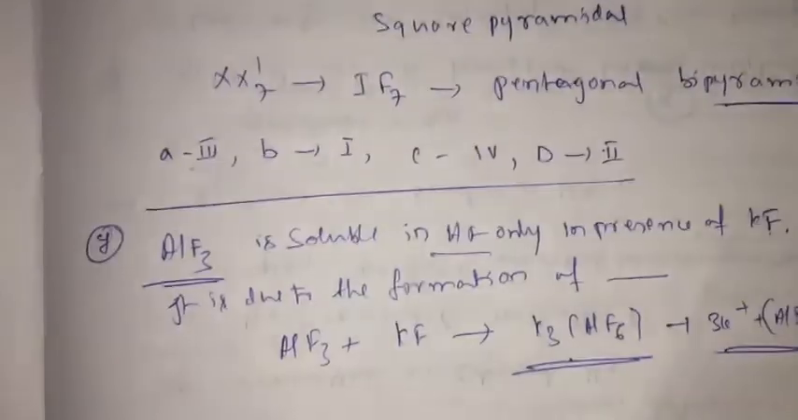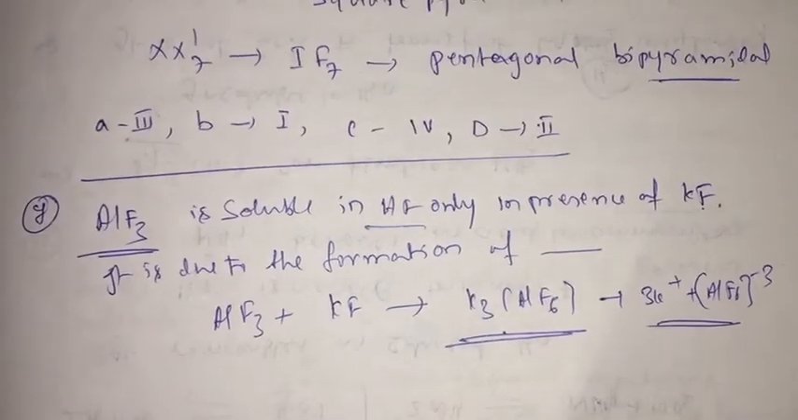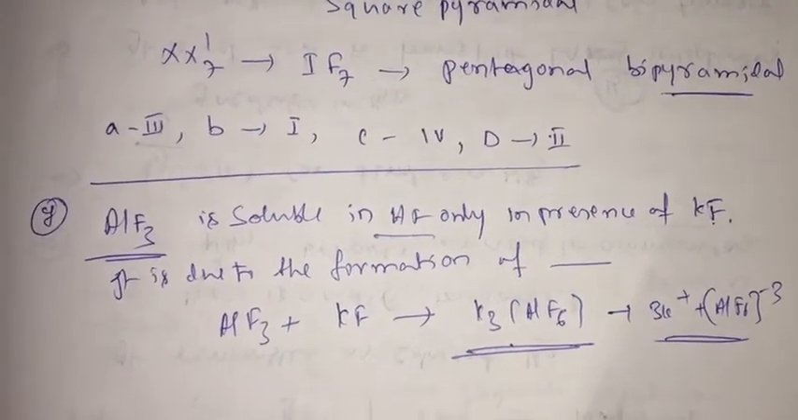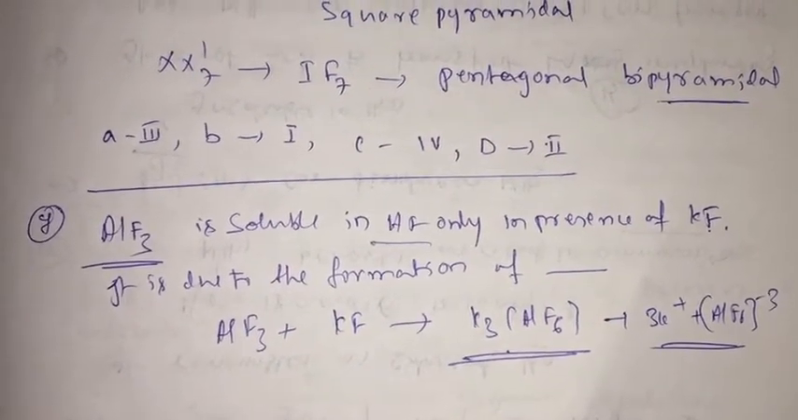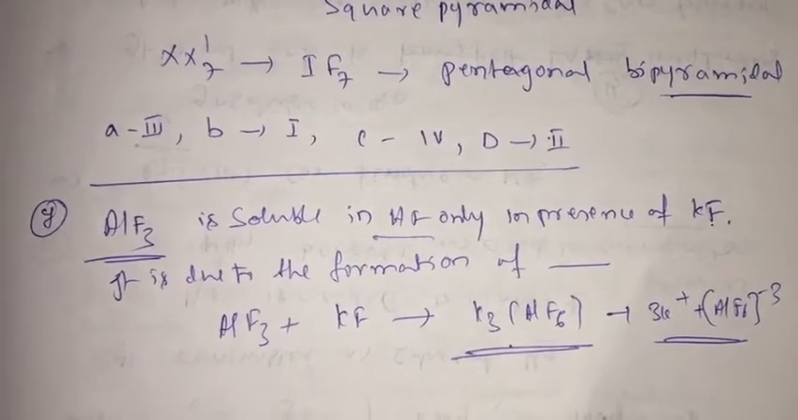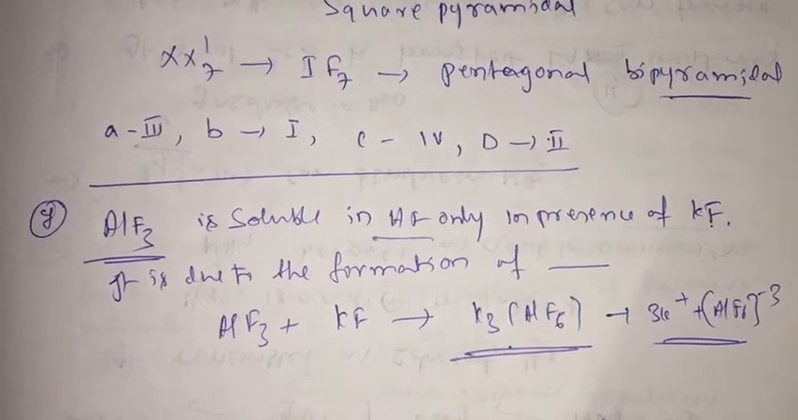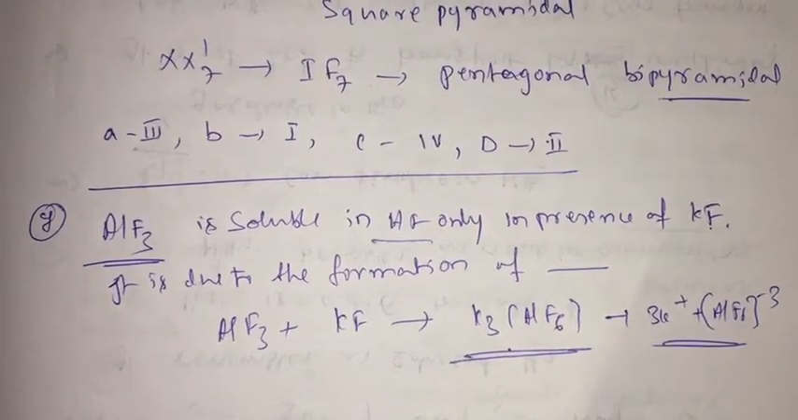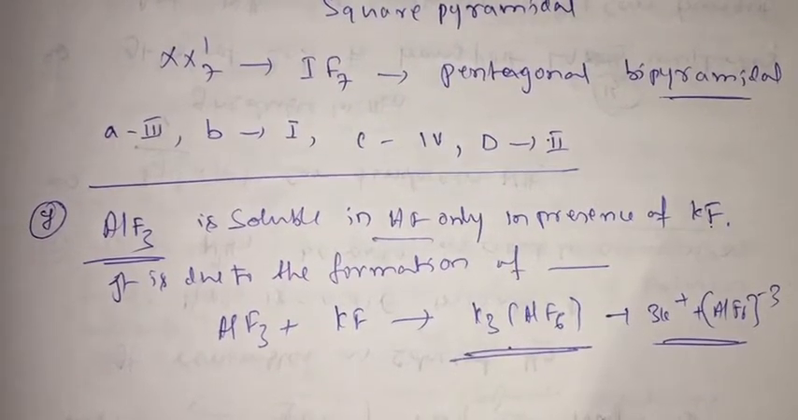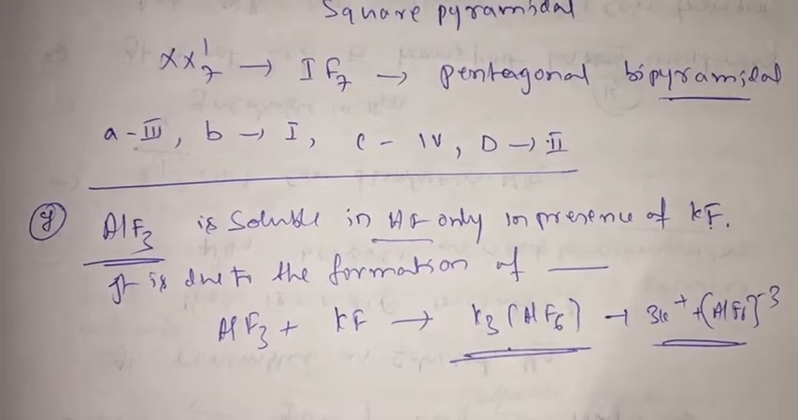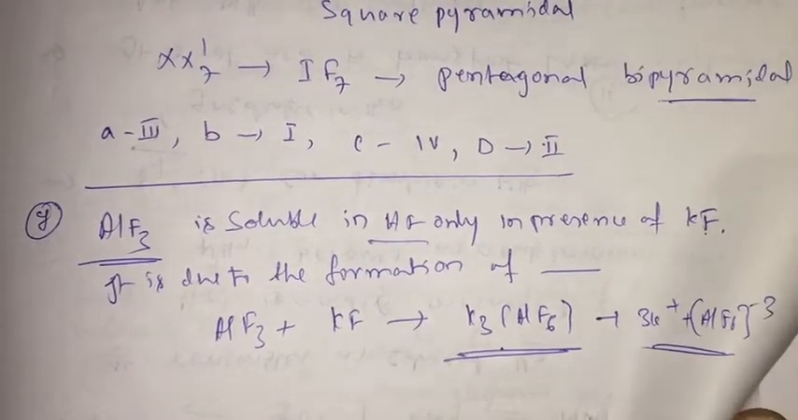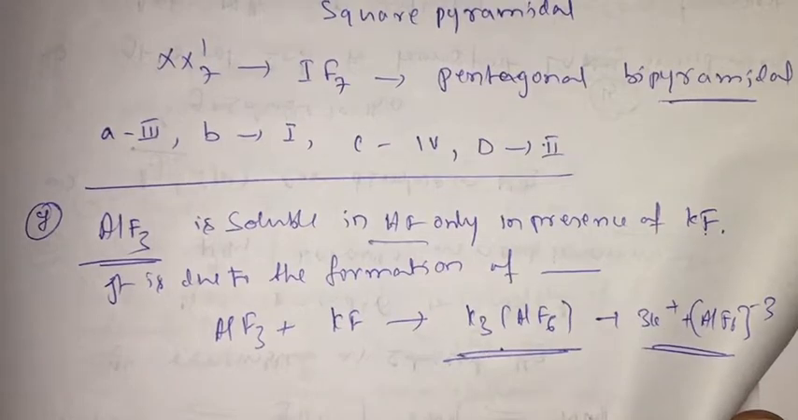What here? AlF3. Okay, AlF3 is soluble in HF only in presence of KF. It is due to the formation of what? Okay, it is due to the formation of the ionic compound, AlF3 plus 3KF gives K3AlF6, the ionic compound, 3K plus AlF6 minus 3.